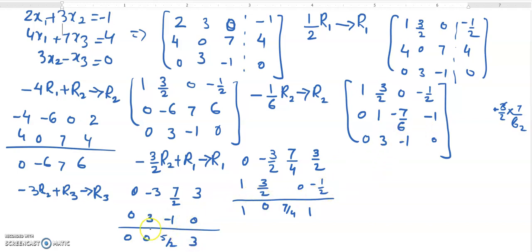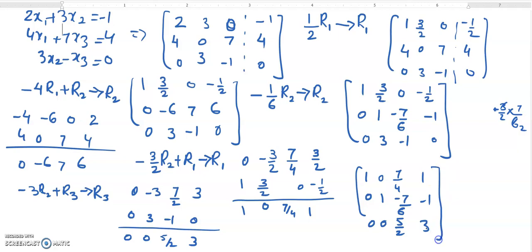Okay, so now what's going to happen is only the second row is not going to change, so there is a change in the first and the third row. The first row is now 1, 0, 7/4, 1, and the second row is 0, 1, -7/6, and -1, and the last row is 0, 0, 5/2, 3. Okay, so this is the one.